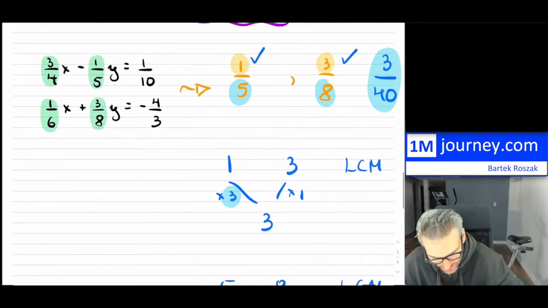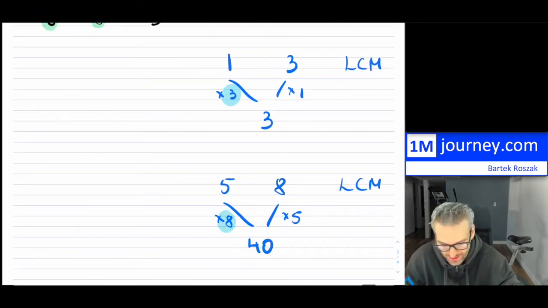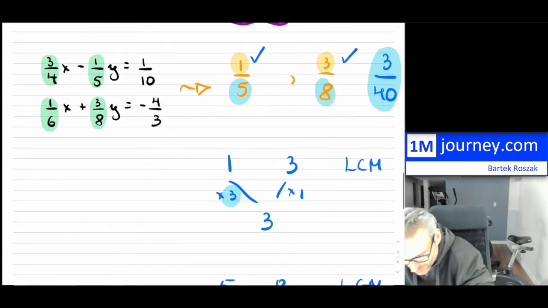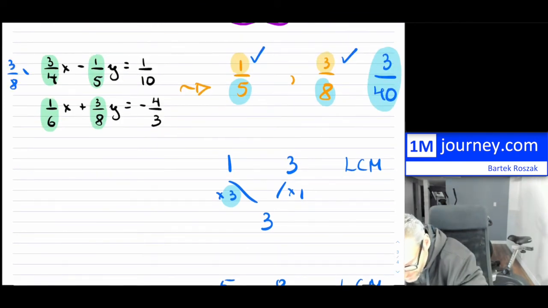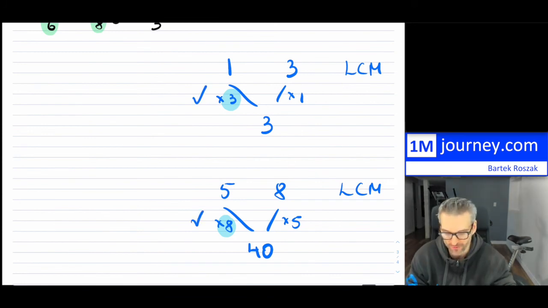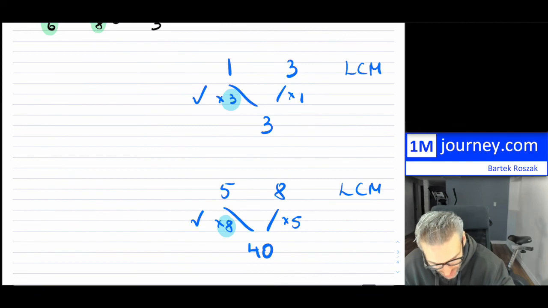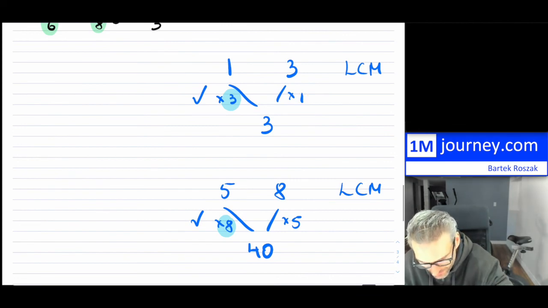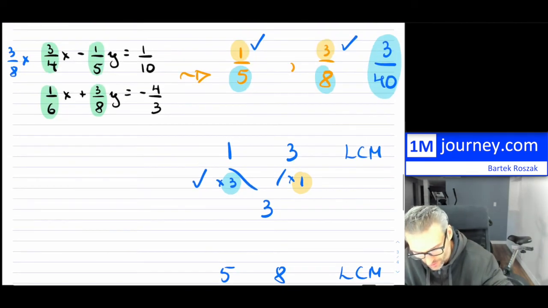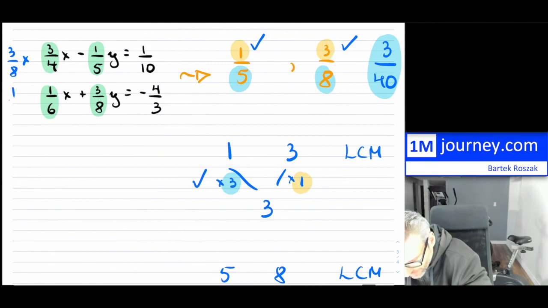So notice, the 1 over 5, you're going to have to multiply by 3 over 8. So you're going to have to multiply this by 3 over 8. That came from here, because that's the 1 over 5. And now the other line is going to be multiplied by 1 over 5.